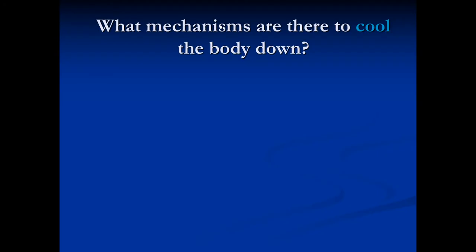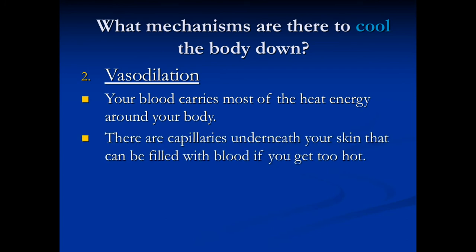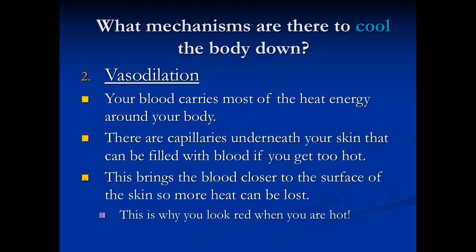What mechanisms are there to cool your body down? Well, your body has something called vasodilation. Vasa refers to your blood vessels. Your blood carries most of the heat energy around your body. There are capillaries, which are really tiny blood vessels underneath your skin that can be filled with blood if you get too hot. This brings the blood closer to the surface of your skin so more heat can be lost. And this is why when you get hot, your skin looks red.